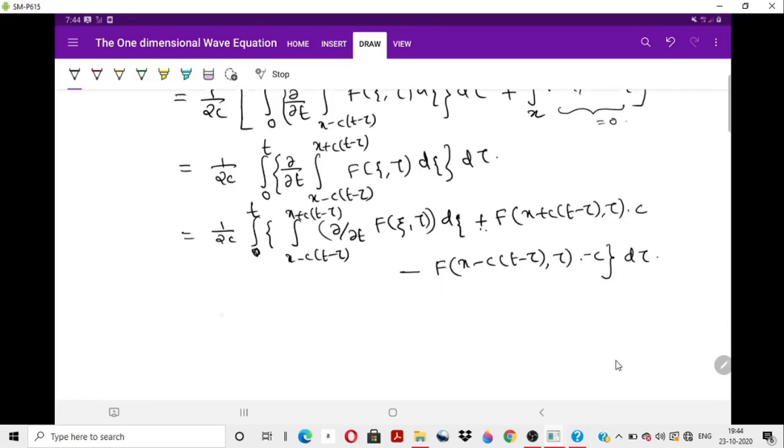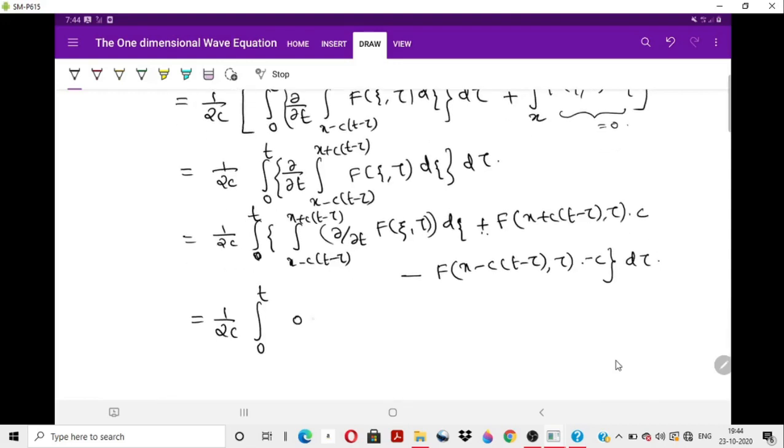So again this is equal to 1 by 2c integral 0 to t. Here, in the first integral, the function under the integral sign, dou by dou t of f of theta tau: f is a function of theta and tau, and here we are differentiating with respect to t, so that will be 0. So inside the integral, that will be 0. So this will be 0 plus c into f of x plus c into t minus tau comma tau, plus f of x minus c into t minus tau comma tau. Both remaining terms contain c, so we can take c outside.